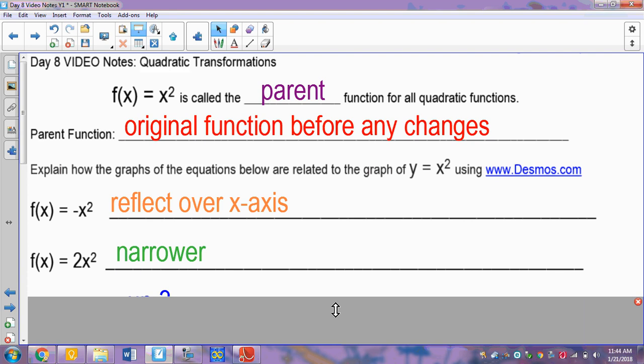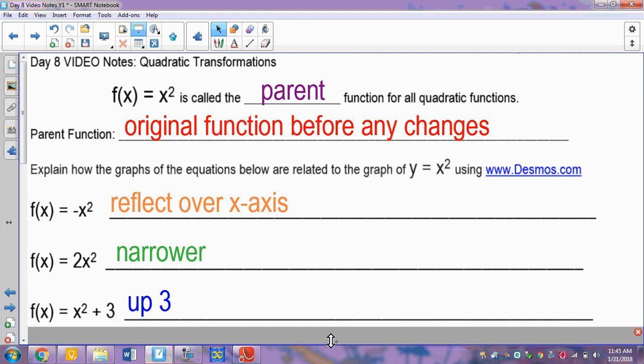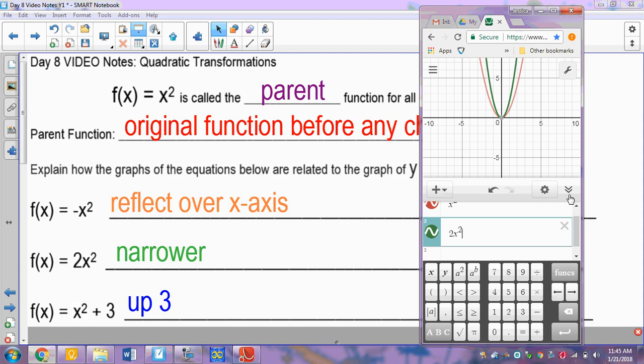So the next thing we're going to do is graph x squared plus 3. Again, I'm going to go back over here. I'm deleting this function because every time we're comparing it back to the parent function. So I'm typing in x squared plus 3.